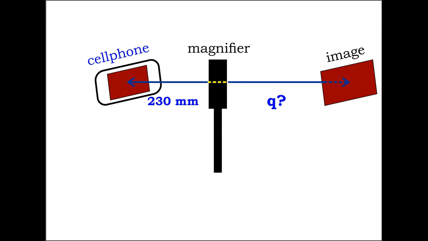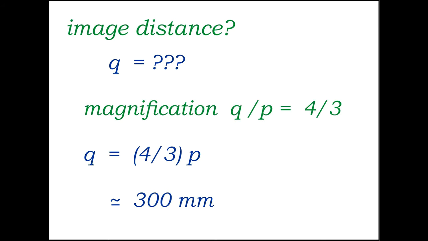Next, I would like to calculate at what distance the screen should be placed, more or less. From this point, I could then move it around slightly to focus the image. I use the magnification to calculate the image distance Q from the known value of the object distance P. The image distance is then 4/3 of the object distance. This then comes to about 300 millimeters for the image distance.